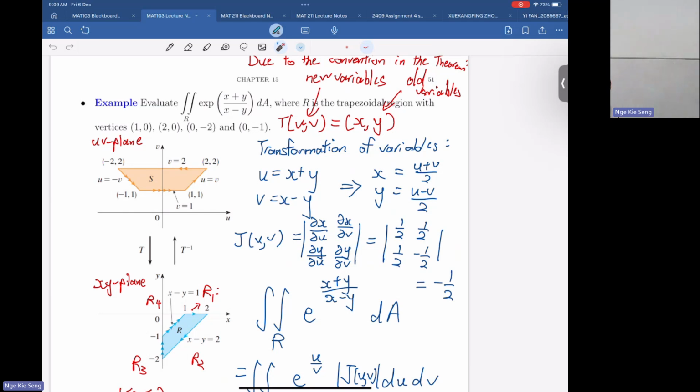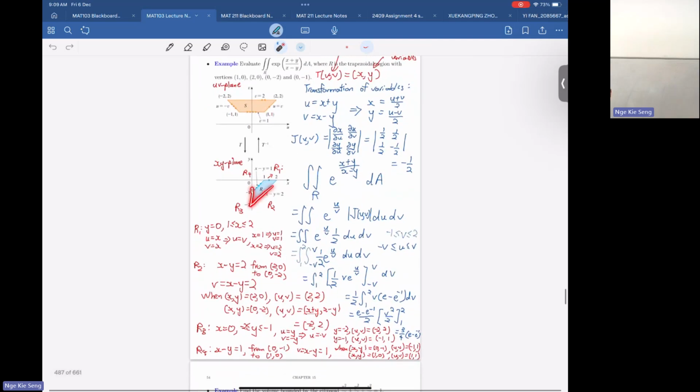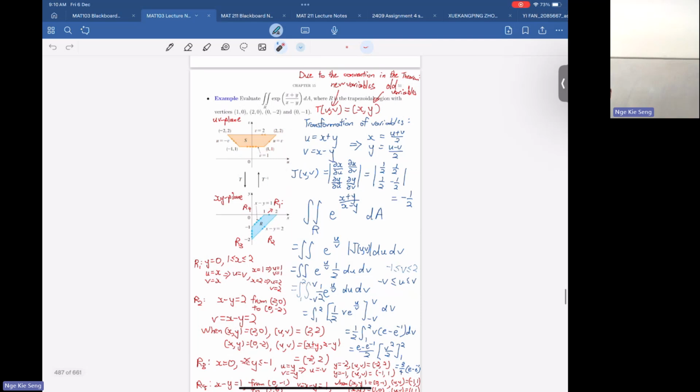So like what we did last time, we first determine how these boundary set get transformed first. If you make a calculation on these straight line and linear line here, then you will see that it gets transformed to the other trapezoidal region.